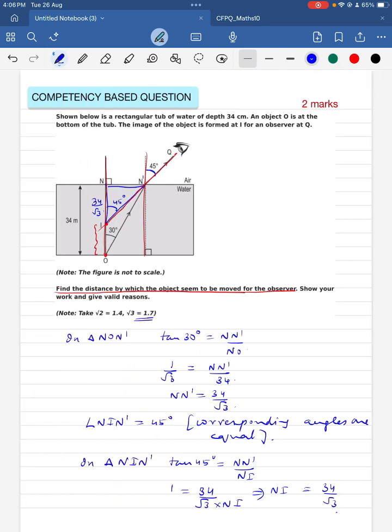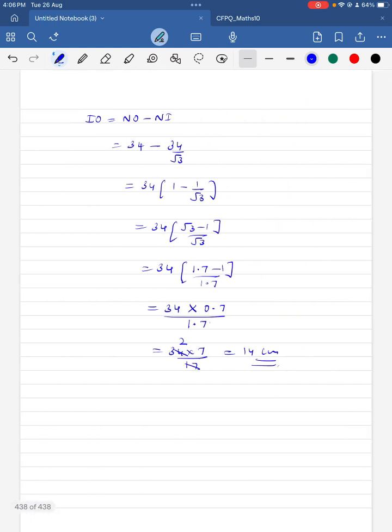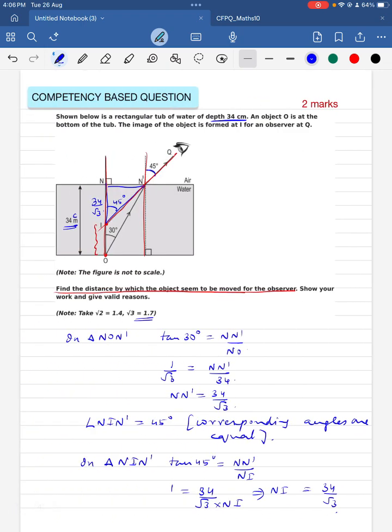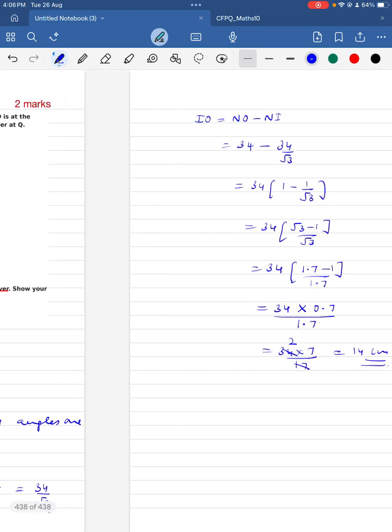Now the reason why I took centimeters is because here in the question they've written it as 34 centimeters, but they've marked 34 meters here. So the unit should have been centimeters here. Okay. So the final answer would be the length of the distance by which the object seemed to be moved for the observer is 14 centimeters.